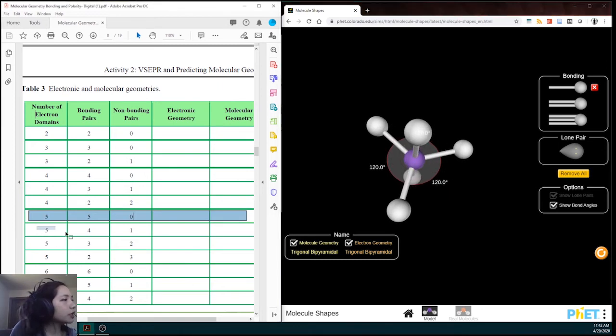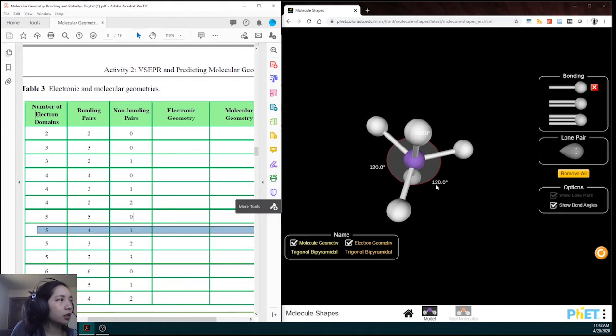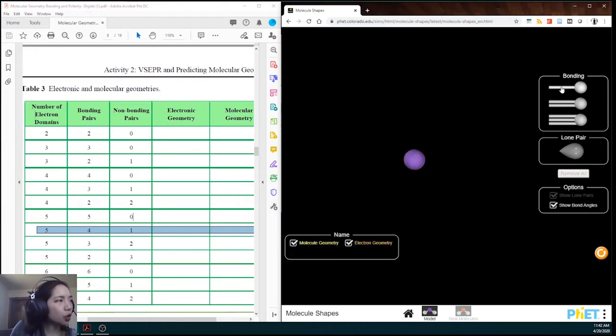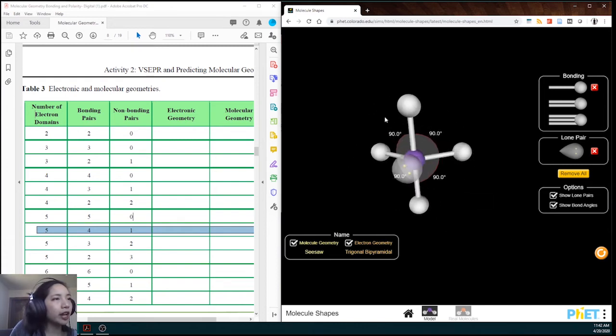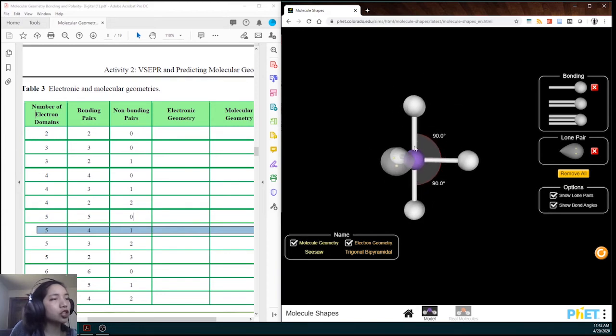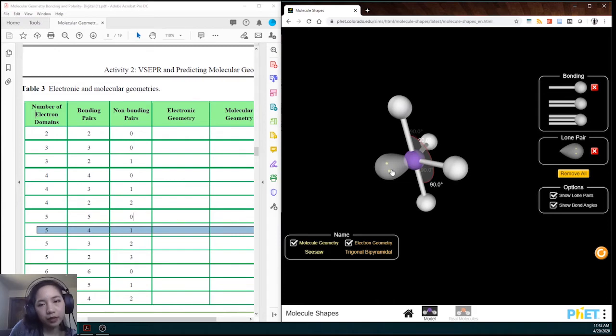All right, and the next one is 4 bond pairs, 1 lone pair. So 1, 2, 3, 4, 1 lone pair. So see the location of that lone pair. All right, so remember our axial position atoms, the lone pair will go in the equatorial position. So in 5 electron domains, it's very important where you put that lone pair. Okay. All right, and notice how the number of bond pairs and the number of non-bonding pairs, so lone pairs, these two numbers will always add up to the number of electron domains. That's interesting.